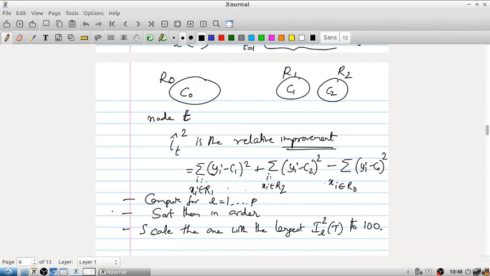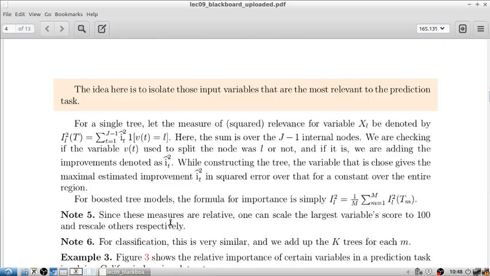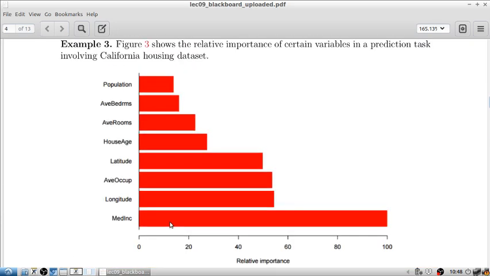So an example plot is, I think, here. This is for the relative importance of certain variables in some prediction task. So whatever was the capital I squared for this MedInc, you just scale it to 100 and you scale everything else, and this is how you get a variable importance plot. Okay, any questions? Yeah.